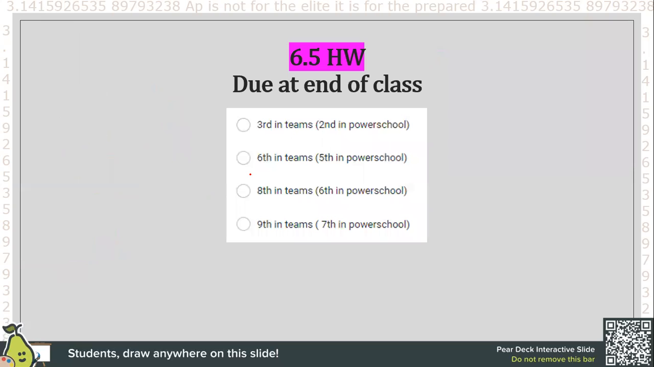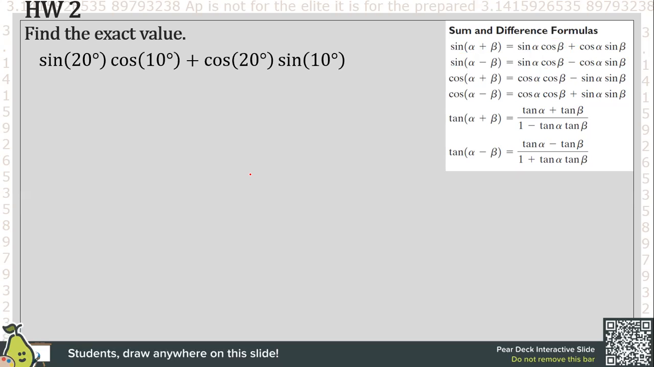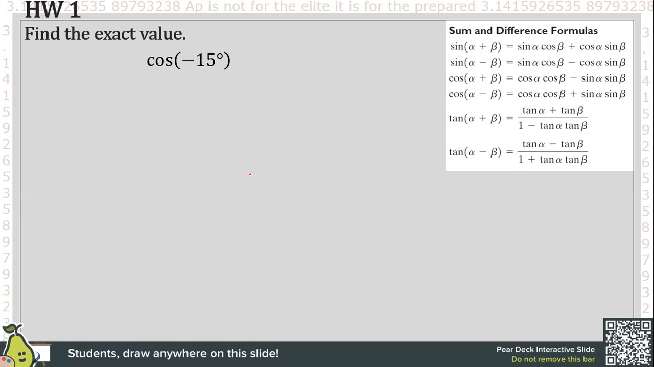Okay. So for practice, I went ahead and gave us 3 very, very similar examples. Sine of 105, sine of 20 cosine 10 plus cosine 20 sine 10. So go ahead and give these a try. And the last one was cosine of negative 115. Hopefully these aren't that bad.